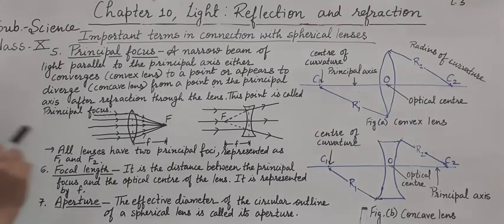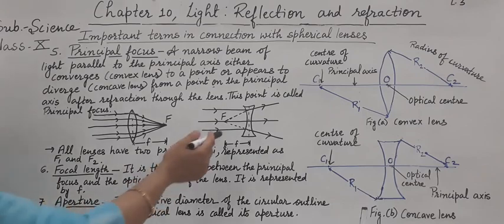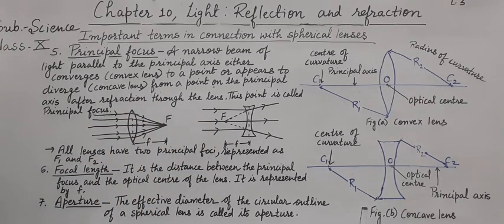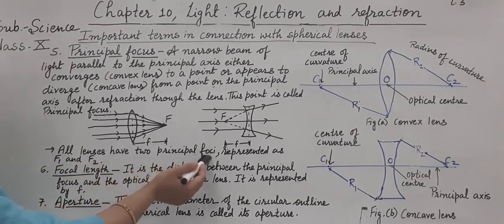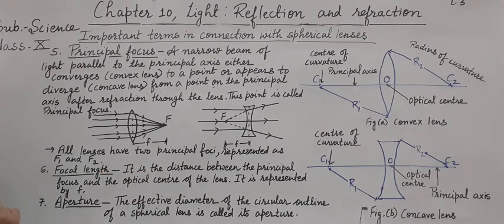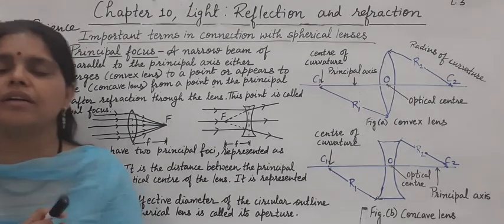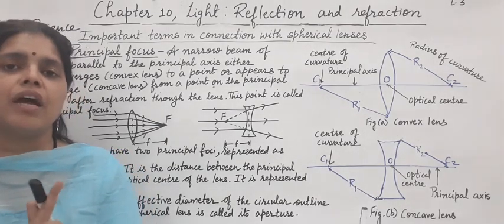So principal focus is the point where the rays of light either converge in case of convex lens or appear to diverge in case of concave lens. Now, as a lens has two surfaces, all lenses have two principal foci. These are represented as F1 and F2.